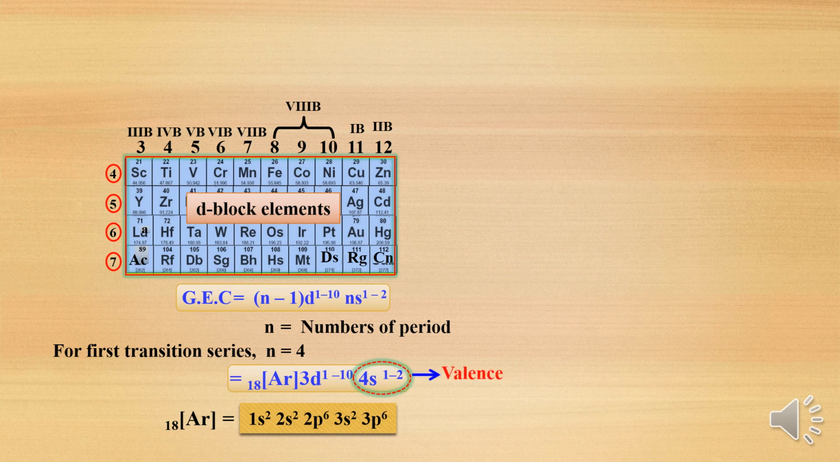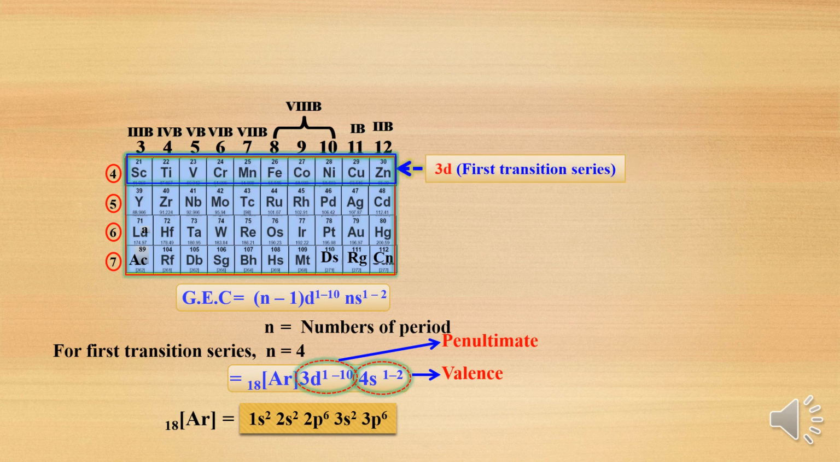So 4s is already known as the valence shell, and 3d is nothing but the penultimate shell. Valence shell and penultimate shell. So 21 to 30 we will call the first transition series or 3d series. So (n minus 1)d means n is equal to 4, 4 minus 1 is 3. That's why it is the 3d series or first transition series.